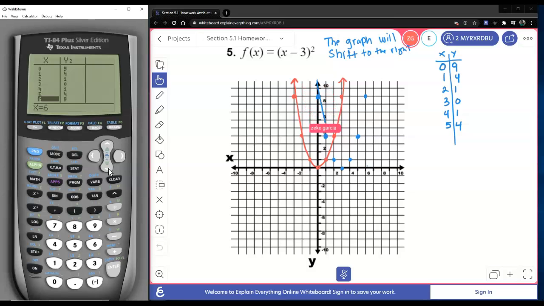And of course I'm using different colors so you can kind of see the difference. And you notice the vertex did move. Actually the whole graph did move, and it was a shift to the right.